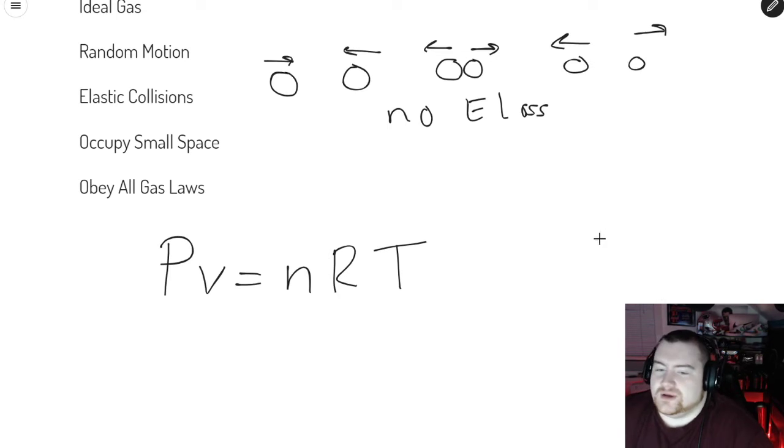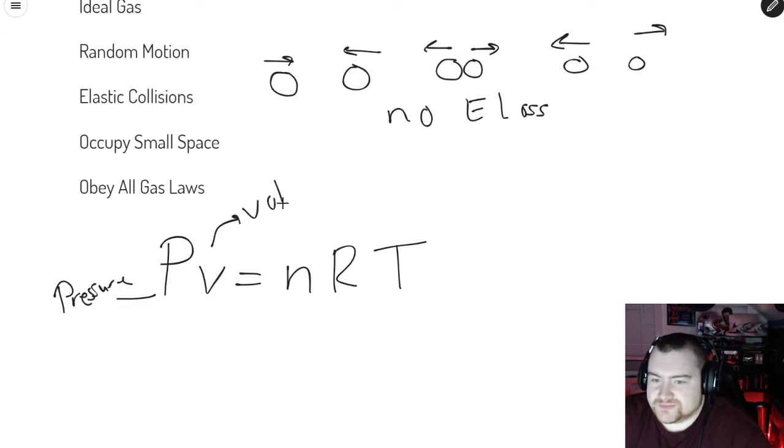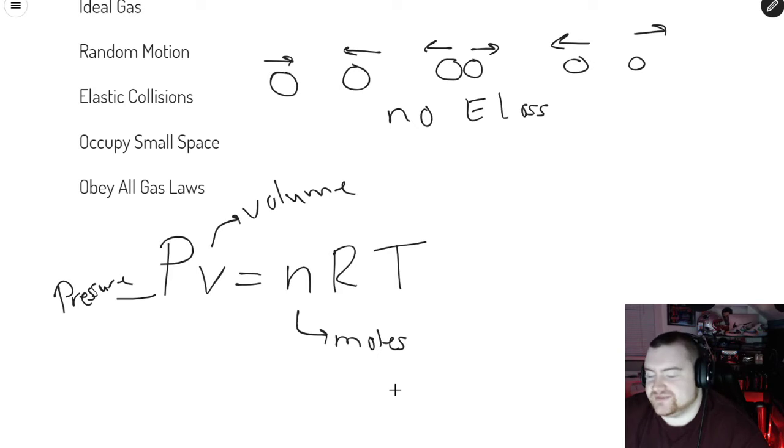Okay. When we look at this, P is going to be our pressure. V is going to be our volume. n is going to be the number of moles of gas that we have. So moles is another word for how much of a substance we have. It's like saying we have 3 dozen eggs, or we have 3 moles of oxygen. Okay, it's just another word for quantifying how much that we have.